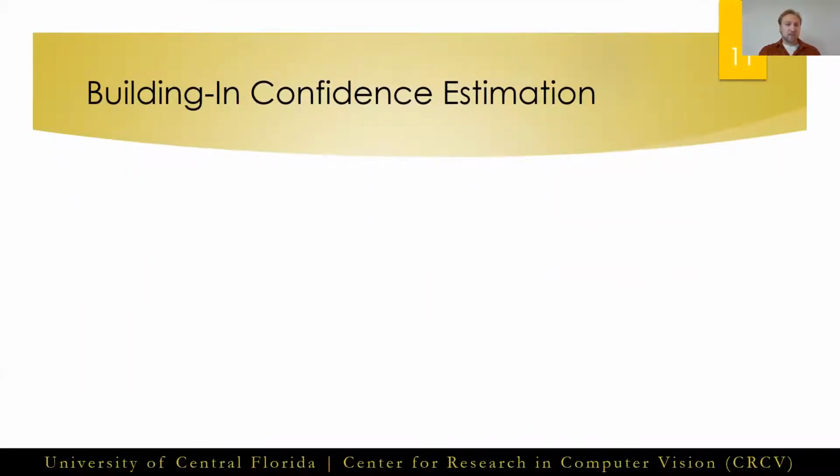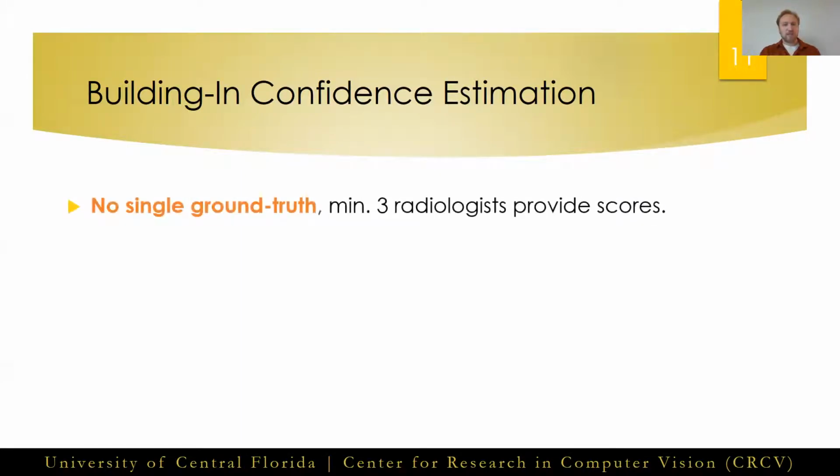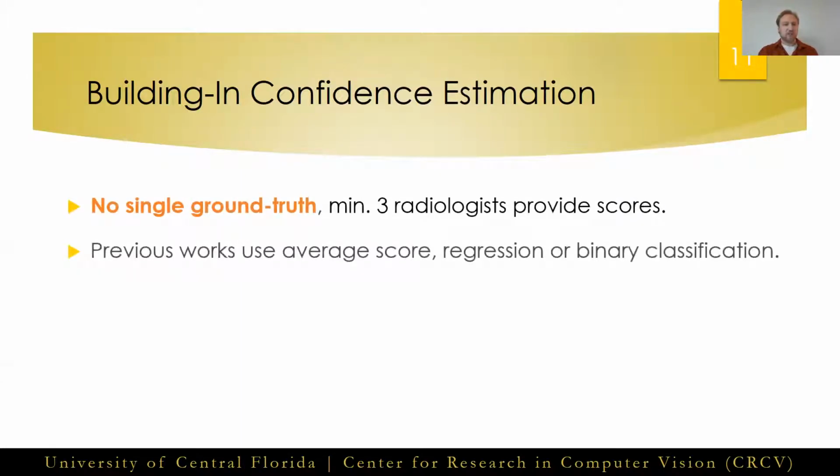Typically, in lung nodule classification datasets, a minimum of 3 radiologists provide their scores on a scale of 1 to 5 for nodule malignancy. Previous studies in this area follow a strategy of averaging radiologist scores and then attempt to either regress their average or perform binary classification as above or below 3. However, such approaches throw away valuable information about the agreement or disagreement amongst experts.